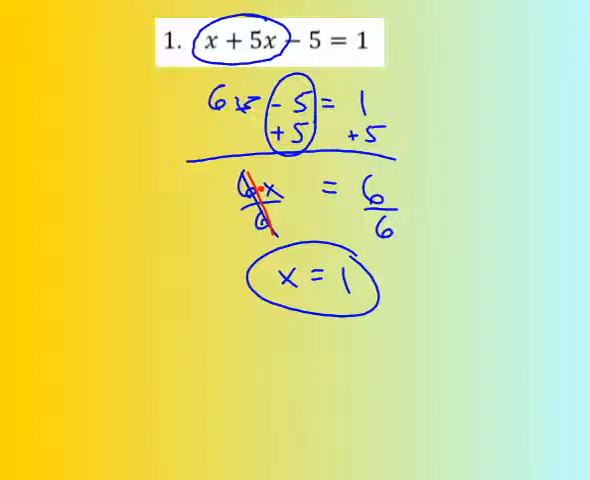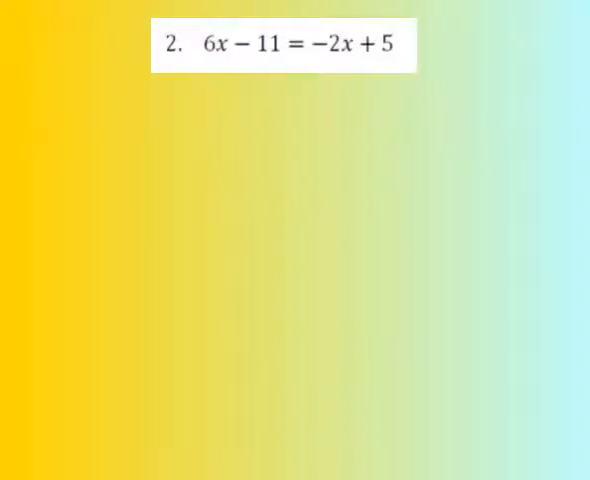Notice I usually underline each step here, so I know what I was doing on each one, and whatever I did to one side, I did to the other. First, I added 5 on both sides. The second step, divide by 6.